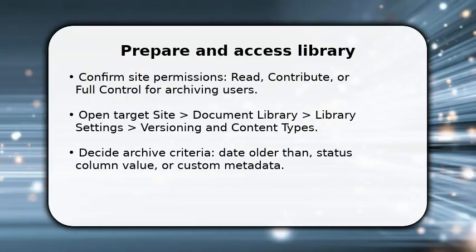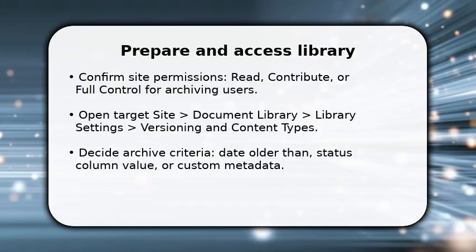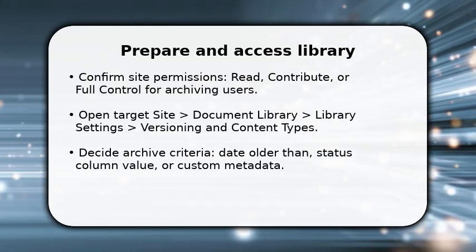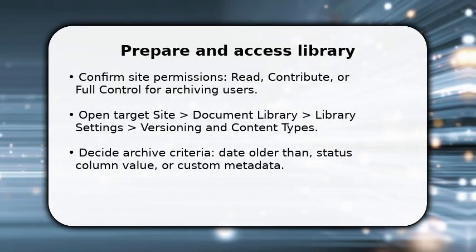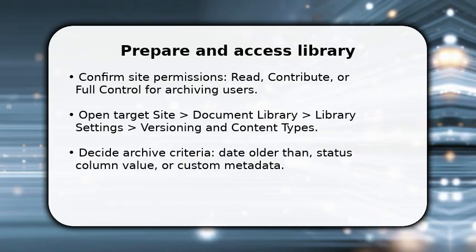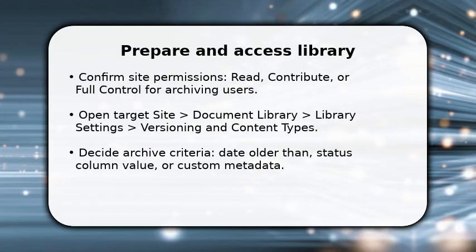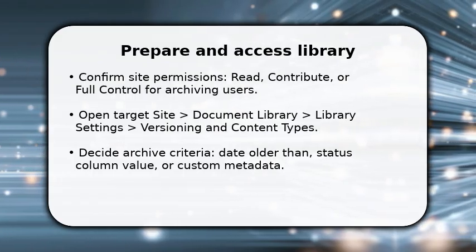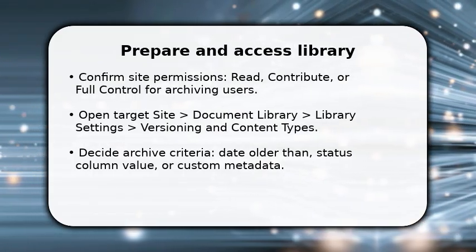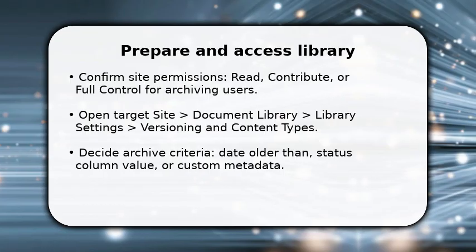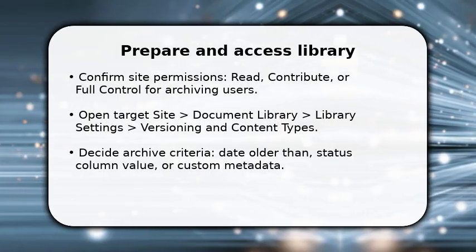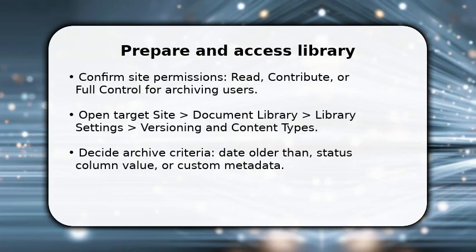You start by verifying permissions and opening the document library where files will be archived. You need at least contribute rights, ideally manage lists. Once in library settings, enable versioning and confirm content types so metadata survives. Make a quick decision on archive criteria. For example, documents older than 2 years or status set to closed, because that drives filtering and retention steps.